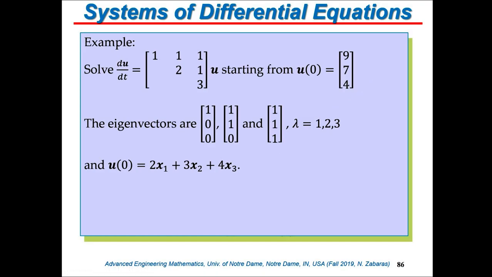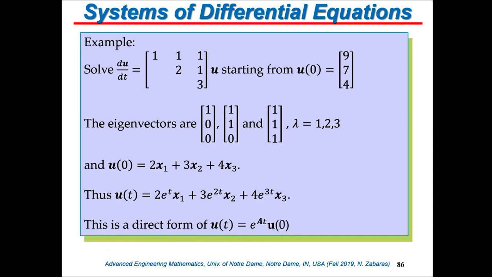So with this U0, and knowing the coefficients C1, C2, C3, you can write down that the general solution is 2 times e to the t x1 plus 3 times e to the power 2t x2 plus 4 times e to the power 3t x3. And a completely known, completely evaluated solution to the system.